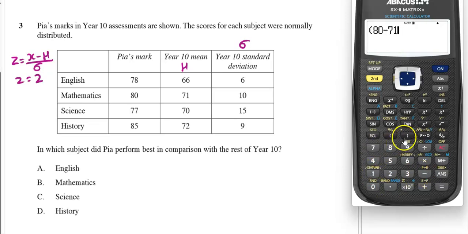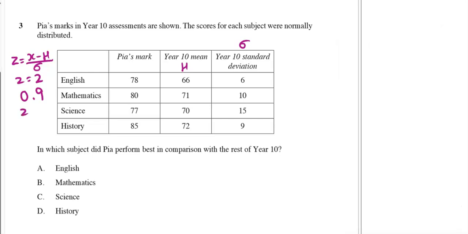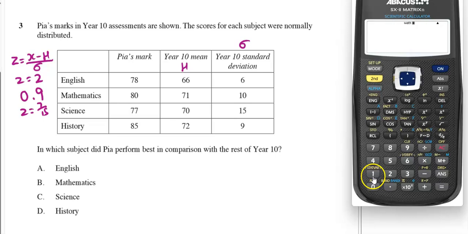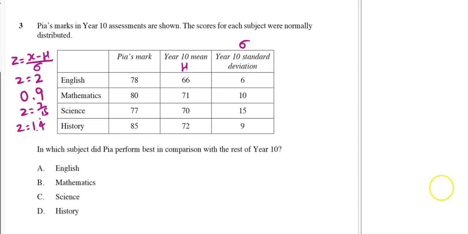80 less 71 all over 10. This one 0.9. This one is 7 divided by 15. And this one is 13 divided by 9, which I can see is bigger than 1. In which subject did she perform best, i.e. the highest Z score? The max Z equals 2, and that related to English. The answer is A.